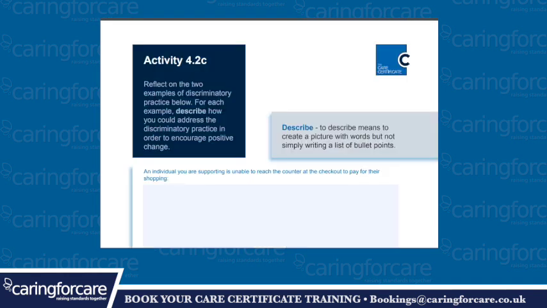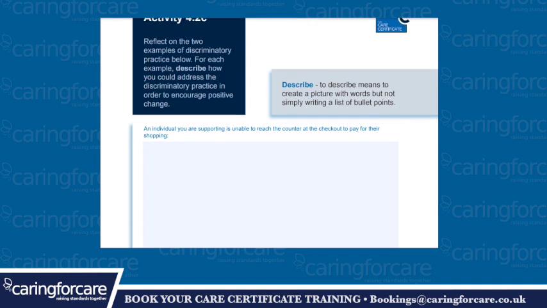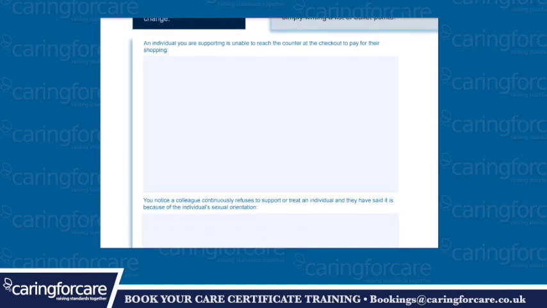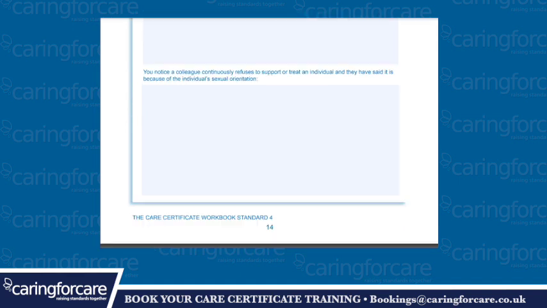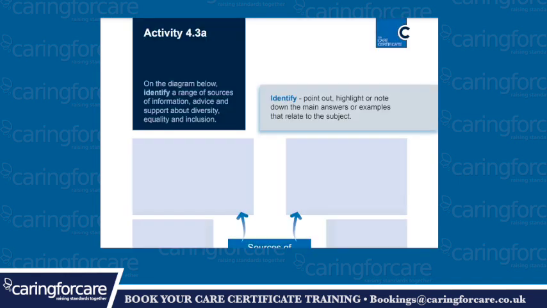Activity 4.2c. Reflect on the two examples of discriminatory practice below. For each example, describe how you could address the discriminatory practice in order to encourage a positive change. Describe. To describe means to create a picture with words, but not simply writing a list of bullet points. An individual you are supporting is unable to reach the counter at the checkout to pay for their shopping. You notice a colleague continuously refuses to support or treat an individual, and they have said it's because of the individual's sexual orientation.